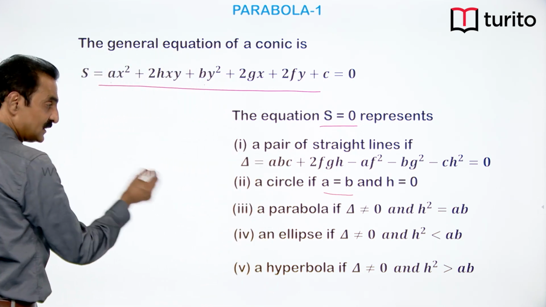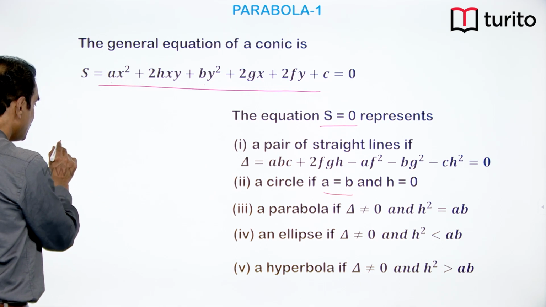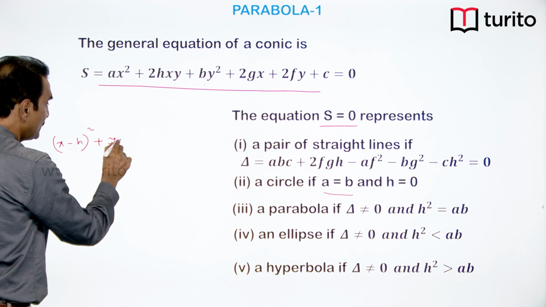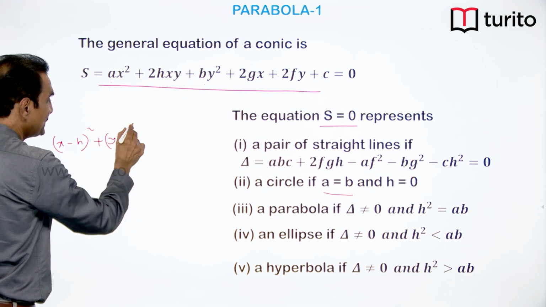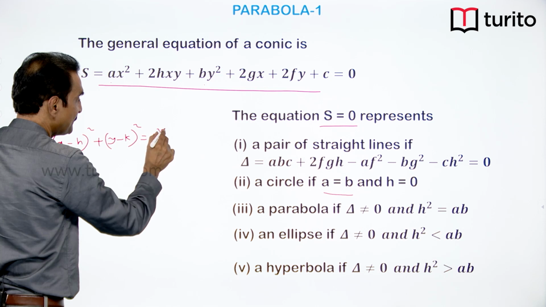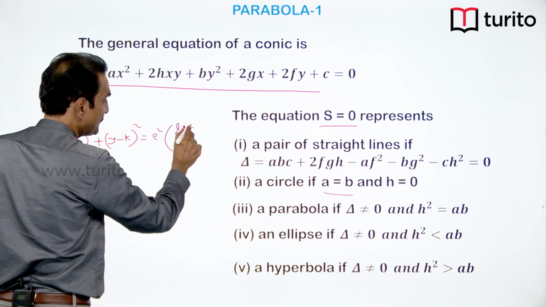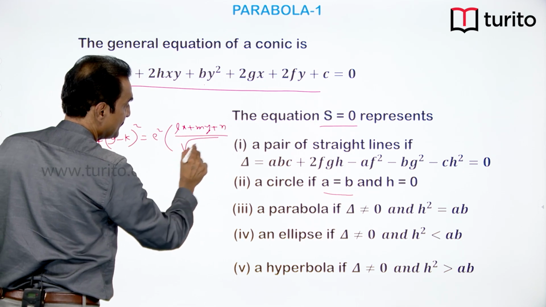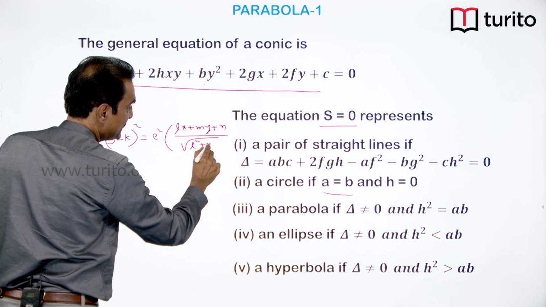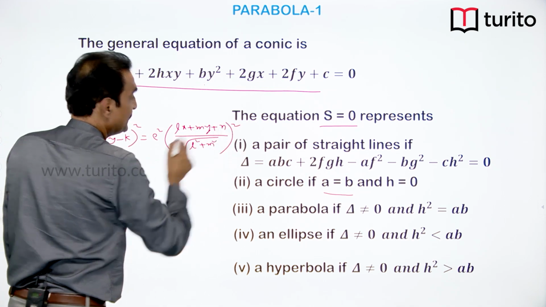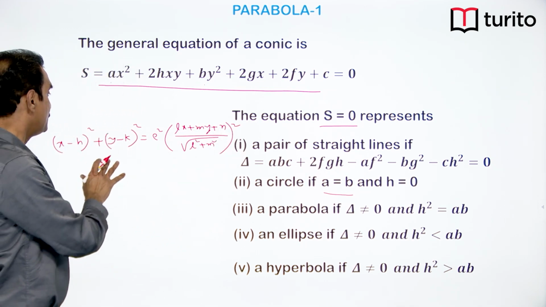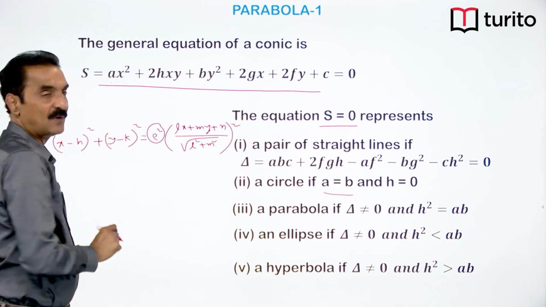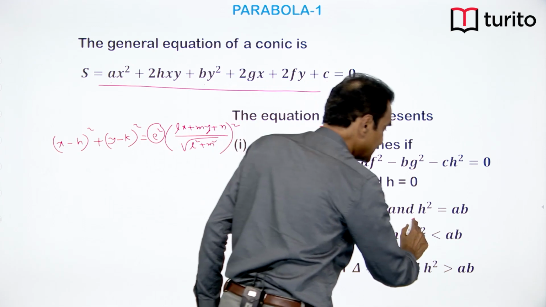Already we have seen the general equation. If the focus is h comma k and eccentricity is e, this is the equation of the conic. Now, if you compare this and this and taking e is equal to 1, we will get this condition h square is equal to ab.